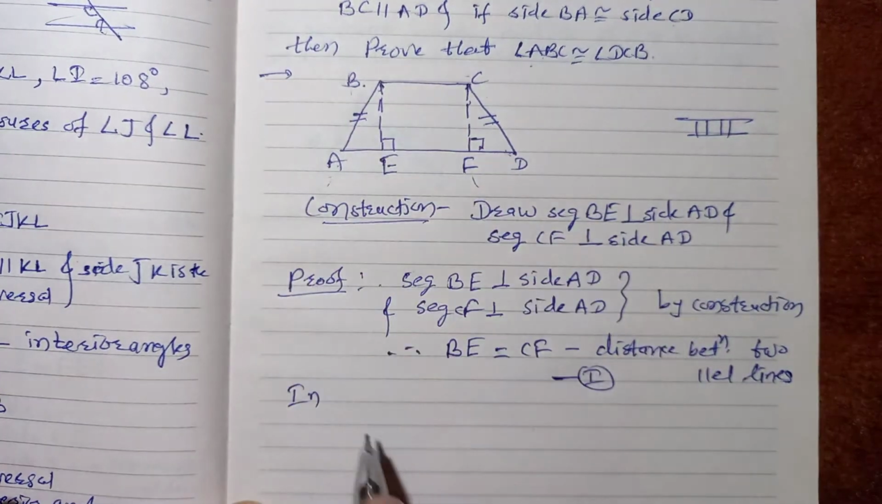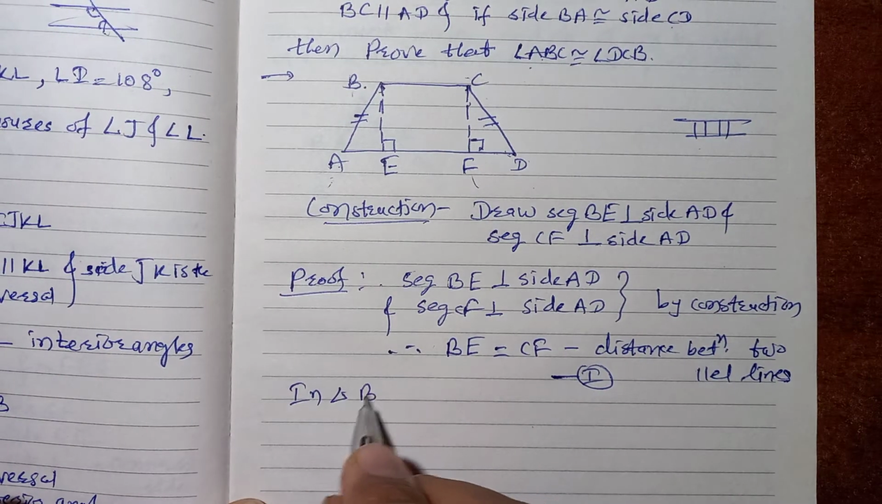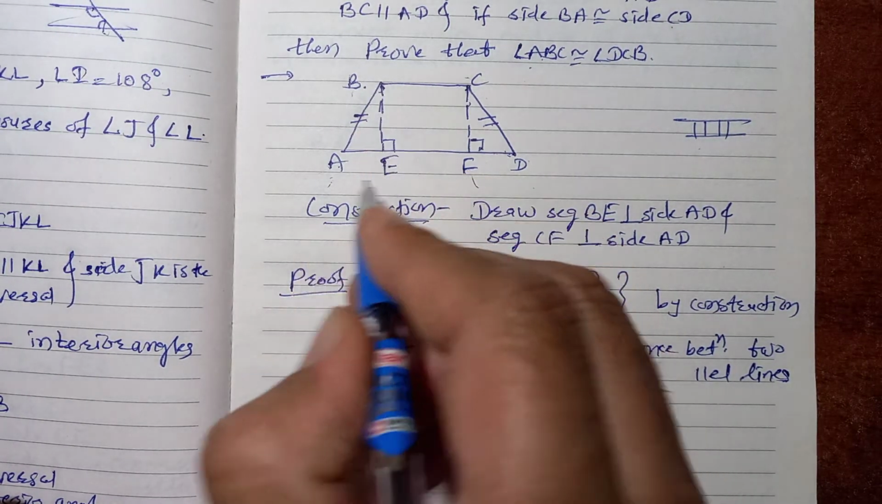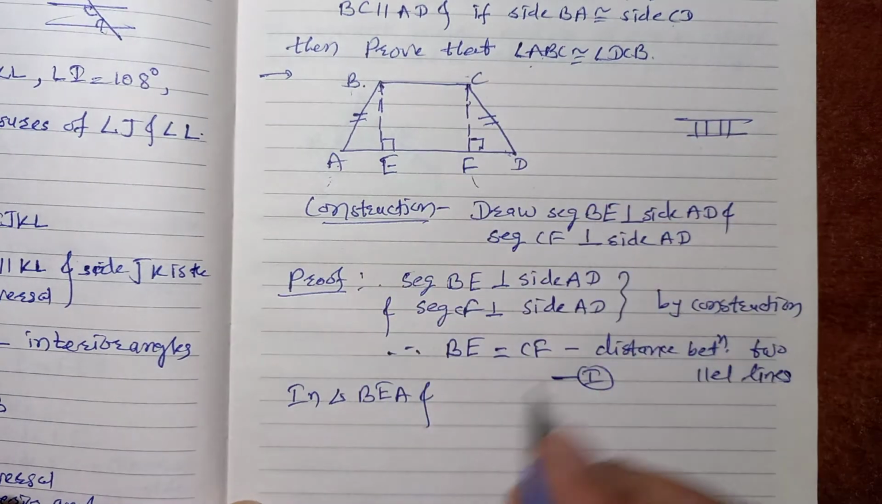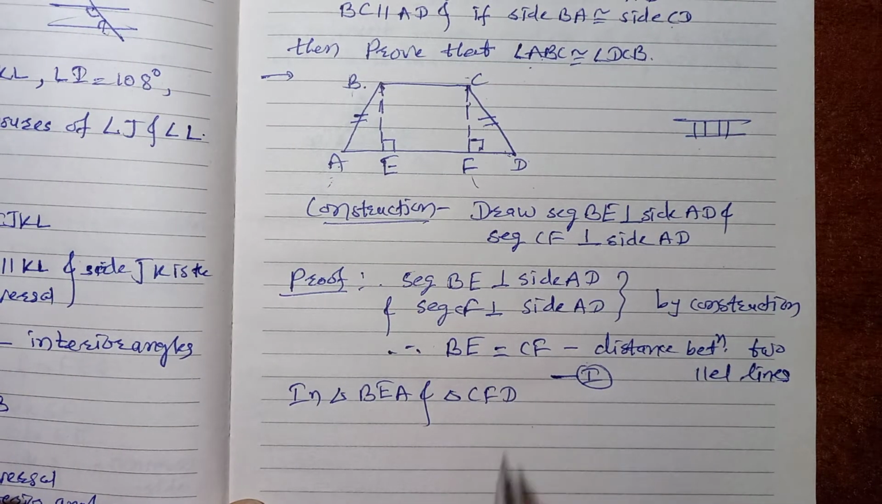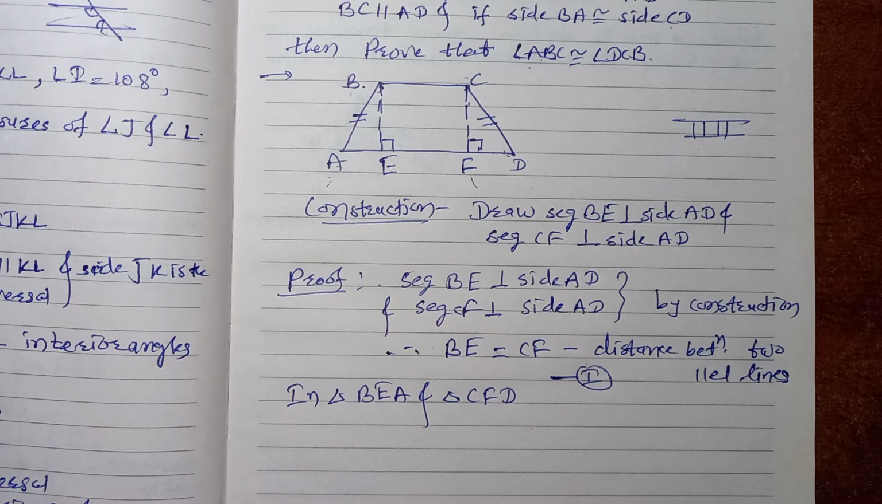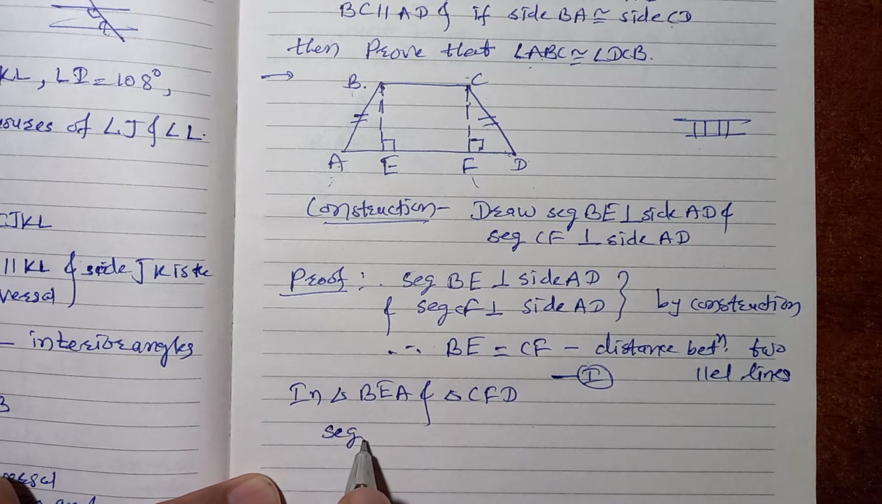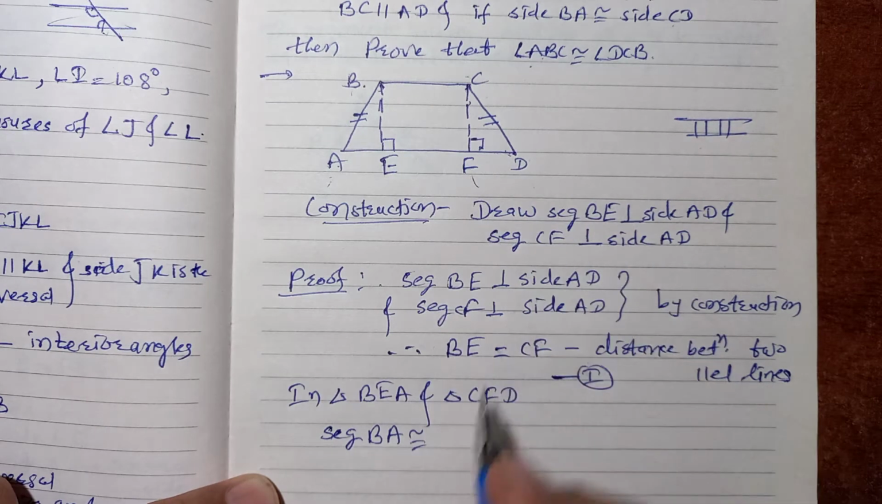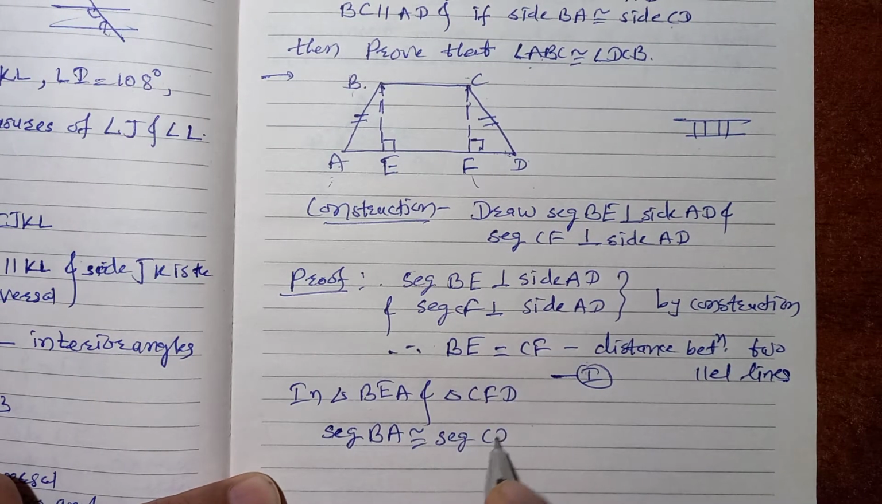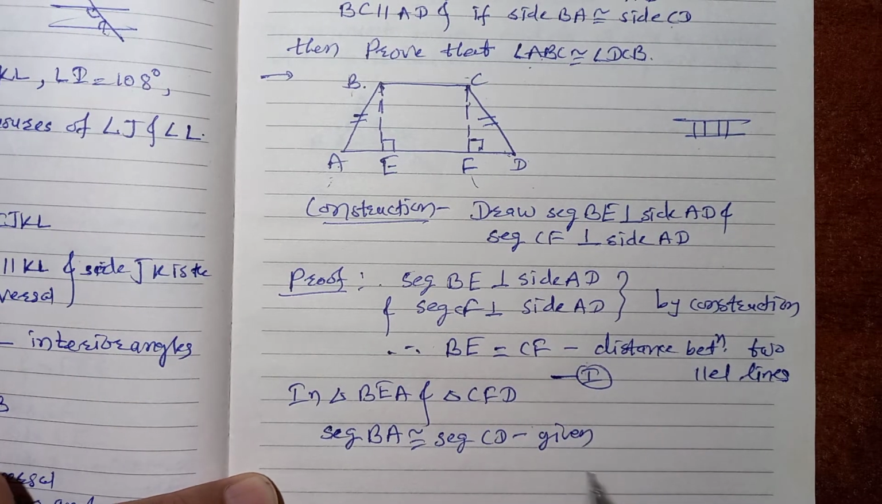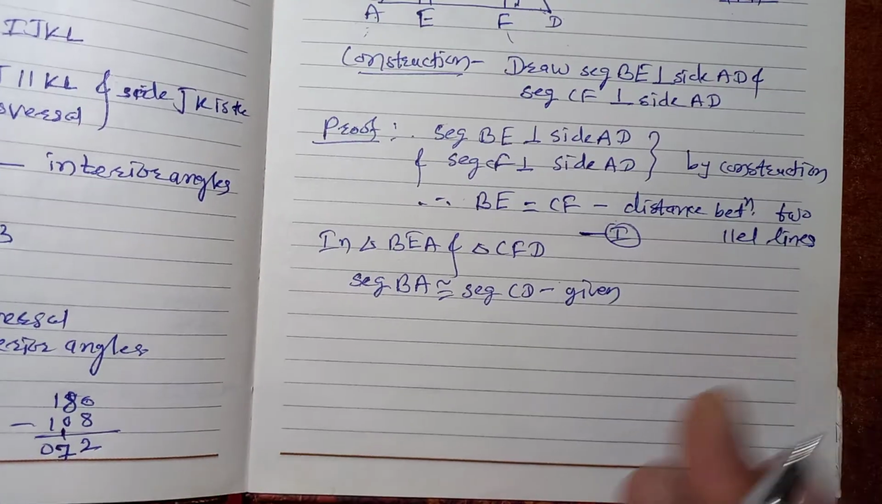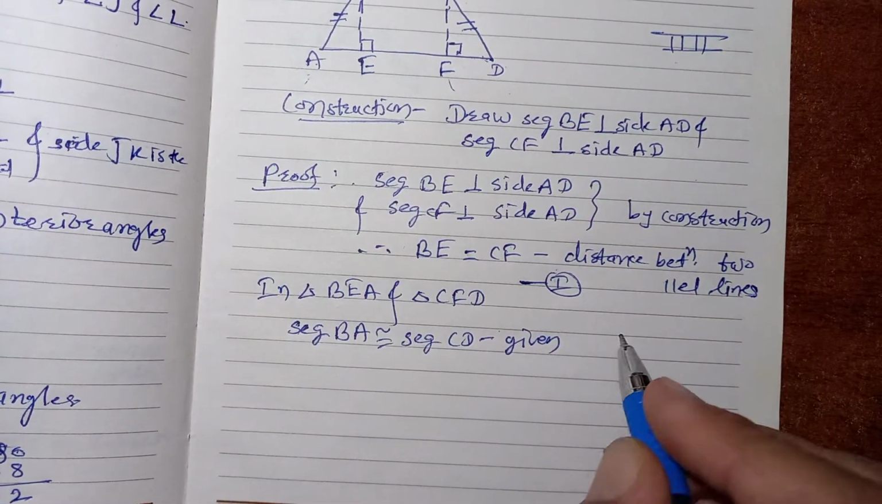Now consider these two triangles: triangle BEA and triangle CFD. Now we have to show these two triangles are congruent. Then how can we show? See here, this is the hypotenuse, segment BA, or you can say AB. BA is congruent to segment CD. It is what? Given. It is given in the example.